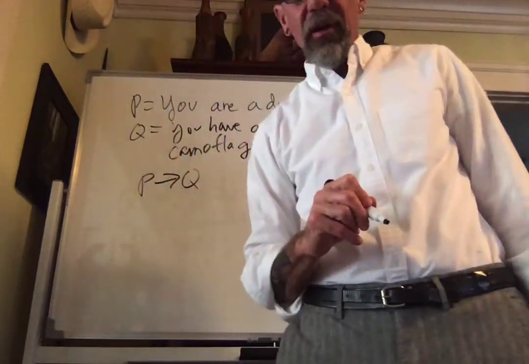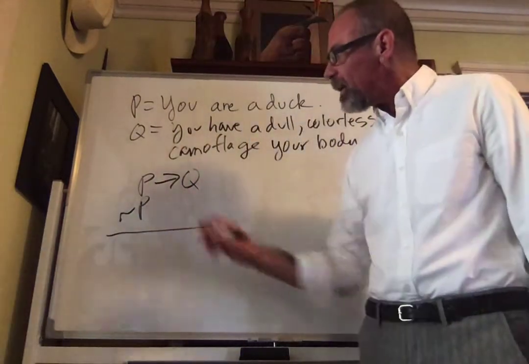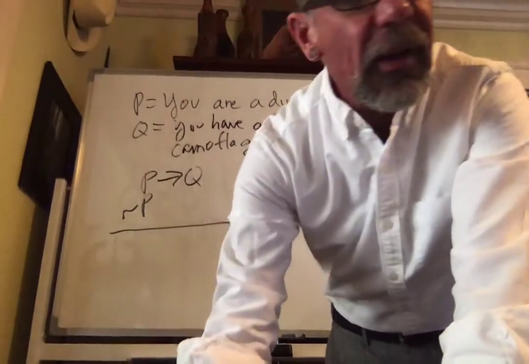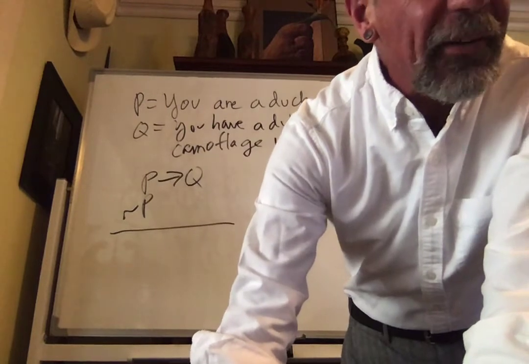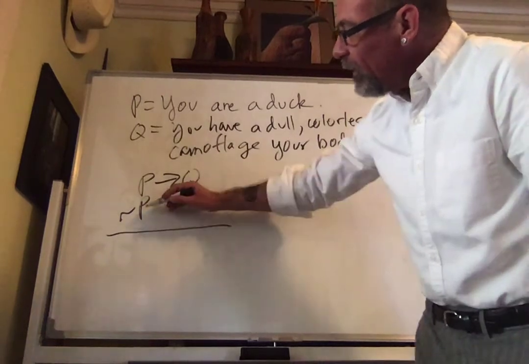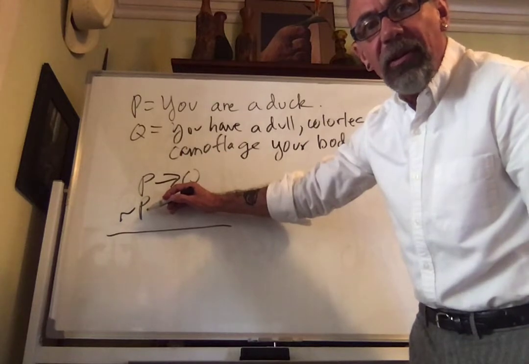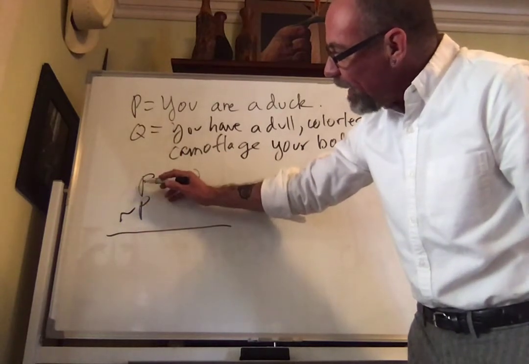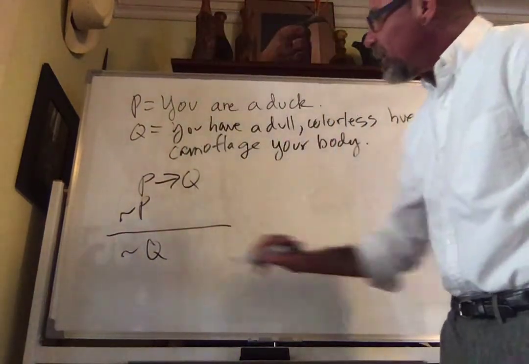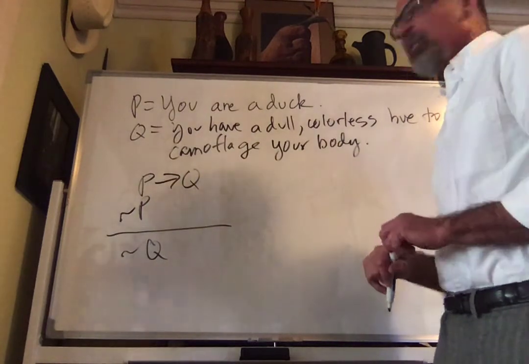The second premise says you're not a duck, which is the negation of P. So here are the premises of this argument. And if you look at the common argument forms, you'll see that this conforms to the pattern in denying the antecedent. One premise is a conditional. The other premise is the denial or negation. Denial is just another word here that means negation. The denial or negation of the antecedent of the conditional. And then the conclusion is the negation or denial of the consequent. You do not have a dull colorless hue to camouflage your body.